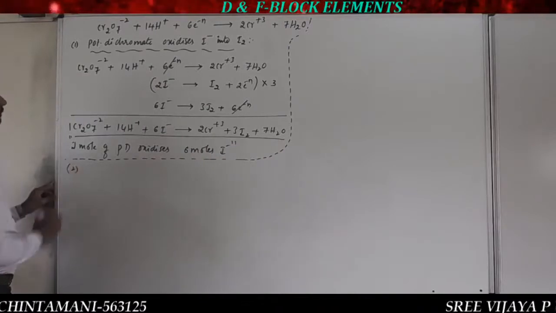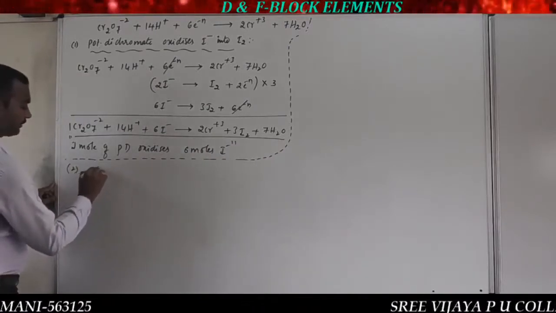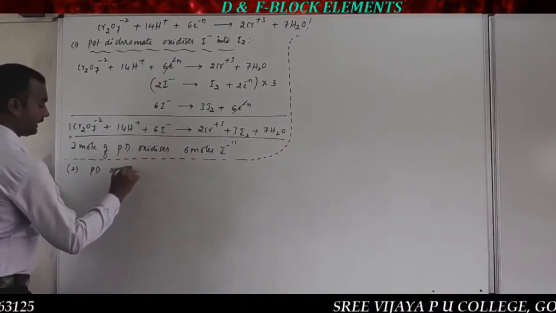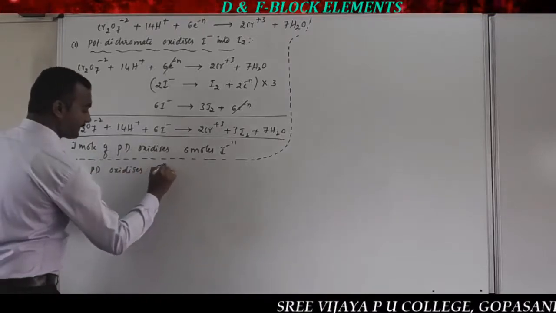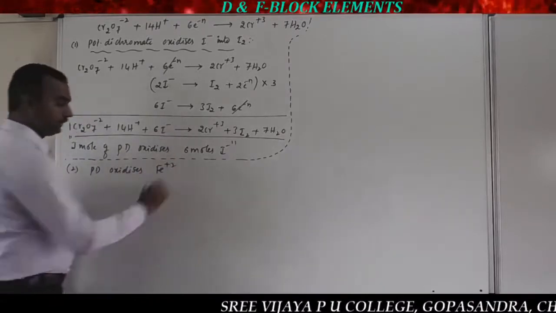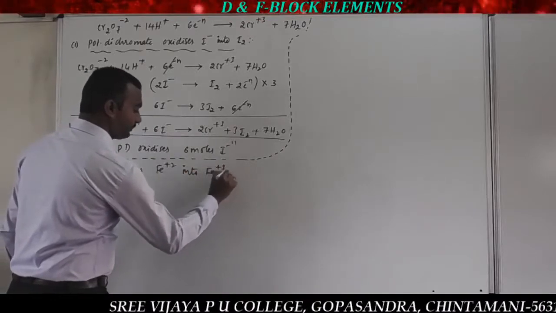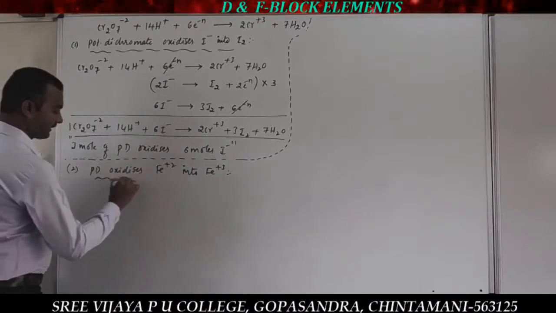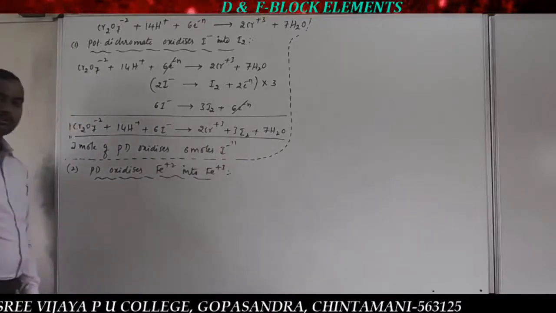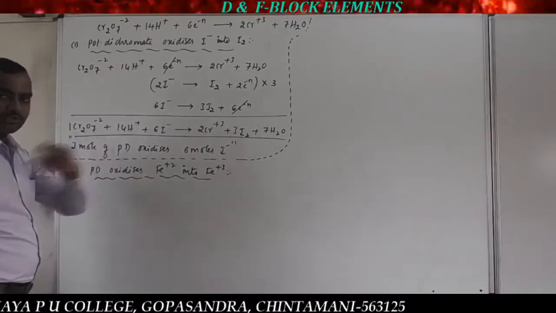Second one, potassium dichromate oxidizes ferrous, nothing but Fe+2, into ferric. That is Fe+2 to Fe+3. That is the second one. So for this we have to write the general equation and the balanced equation of the redox reaction.